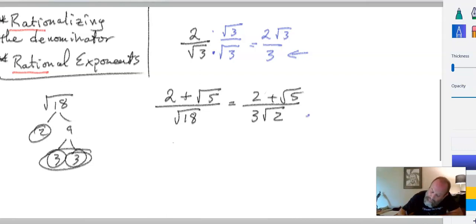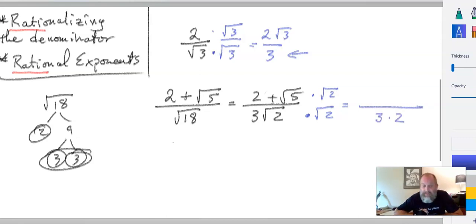So if I multiply by root 2, my denominator, well, root 2 times root 2 is just 2. So now this is 3 times 2. And then up here in the numerator, let's see, what do I get here? 2 plus root 10. Okay, so you're saying it's 2 plus root 10.